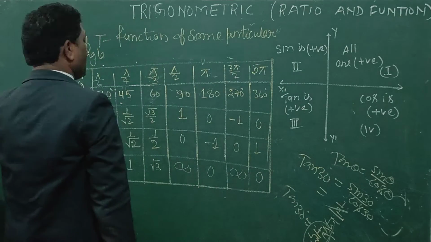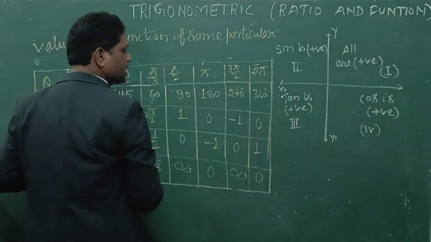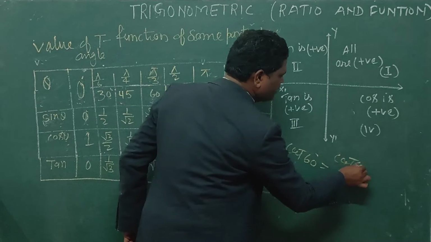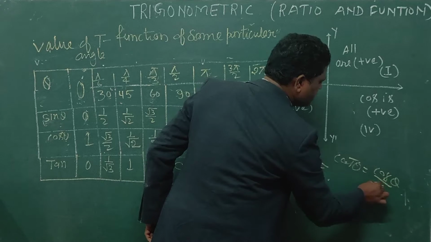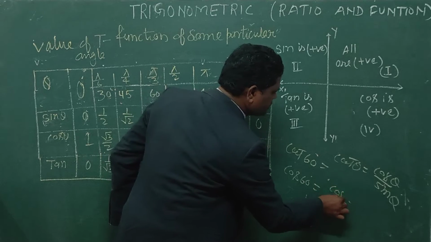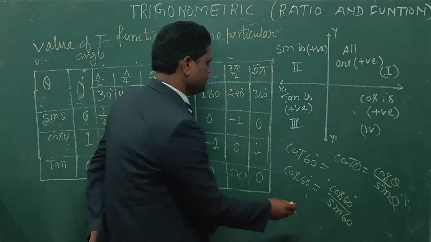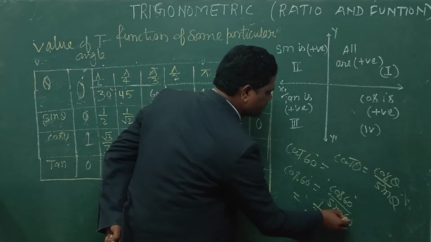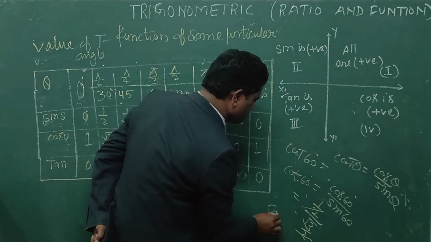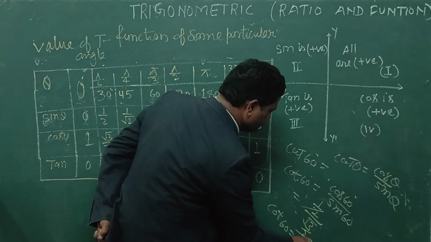If we find cot 60 degree, cot theta is cos theta by sin theta. So cot 60 degree is cos 60 degree by sin 60 degree. Cos 60 degree is 1/2 and sin 60 degree is root 3/2. Cancel, and cot 60 degree gets the answer 1/√3.